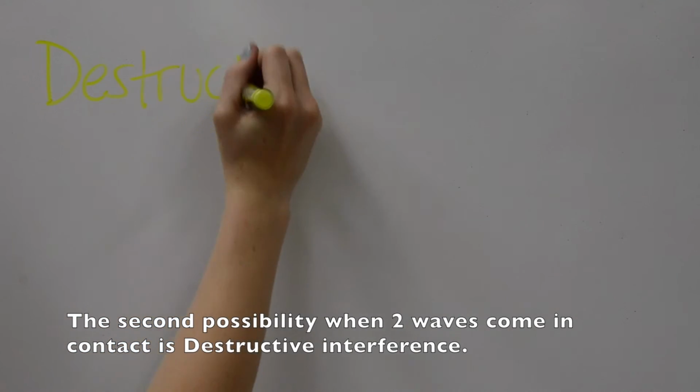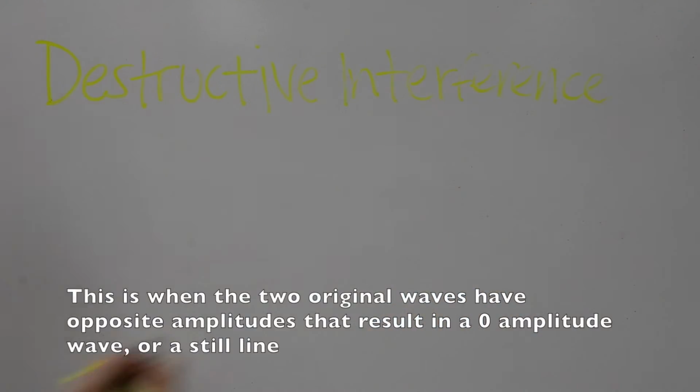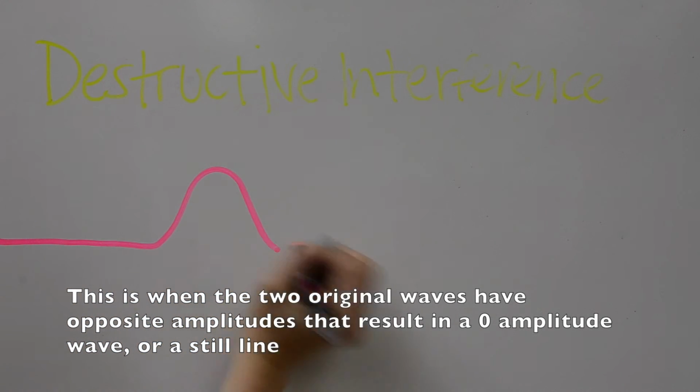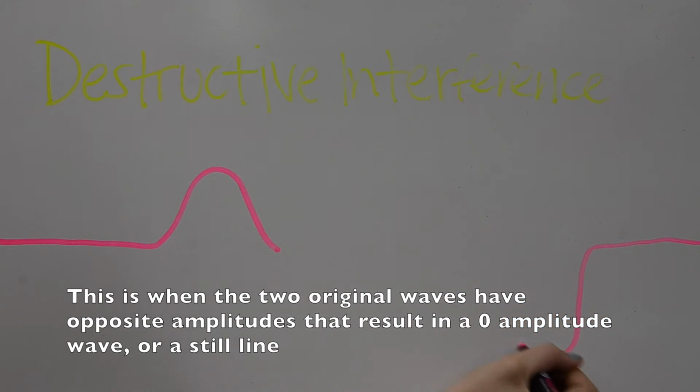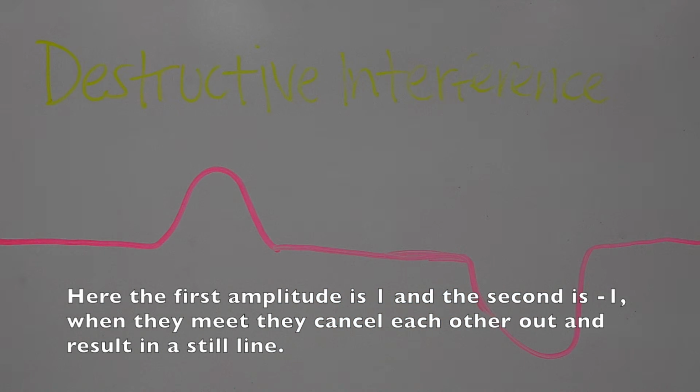The second possibility when two waves come in contact is destructive interference. This is when the two original waves have opposite amplitudes that result in a zero amplitude wave, or a still line. Here, the first amplitude is 1 and the second is -1. When they meet, they cancel each other out and result in a still line, or an amplitude of 0.